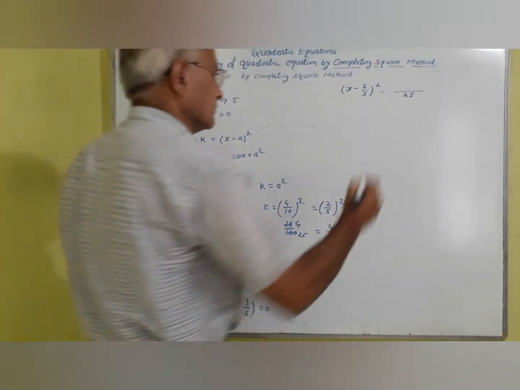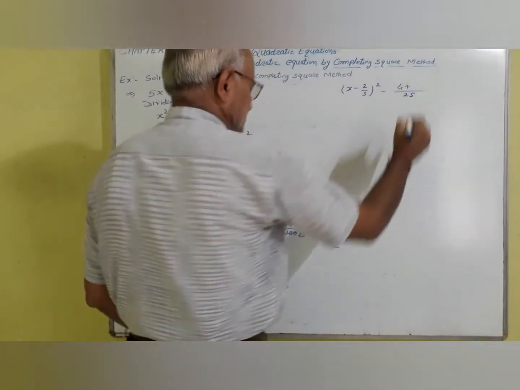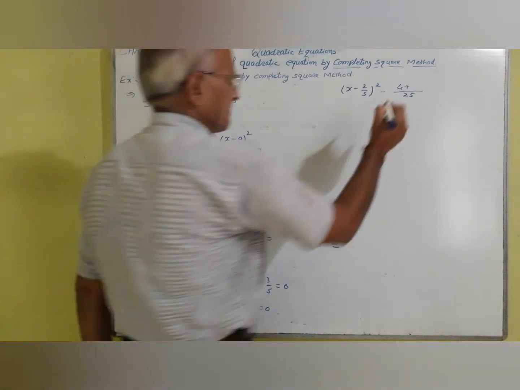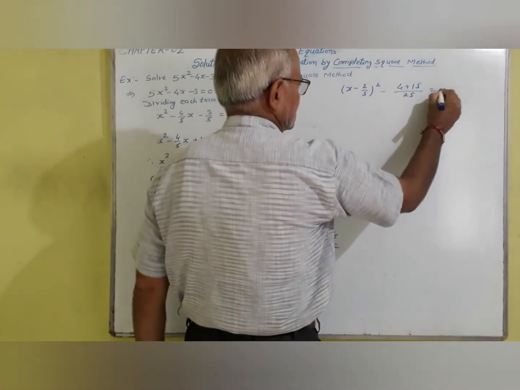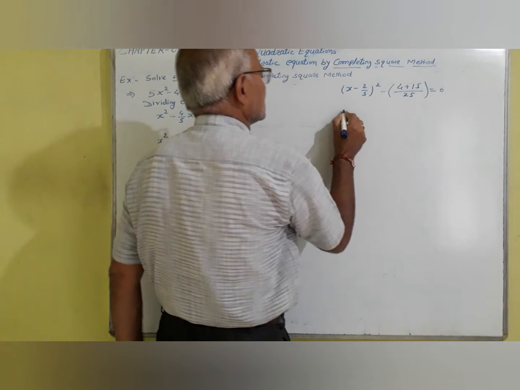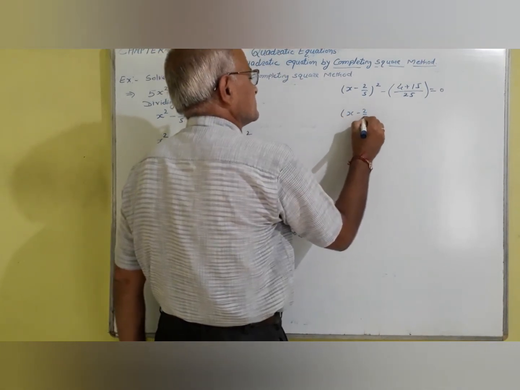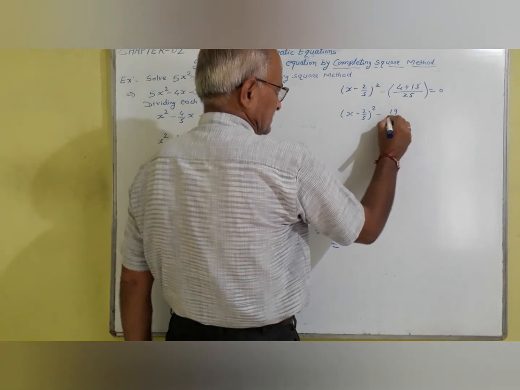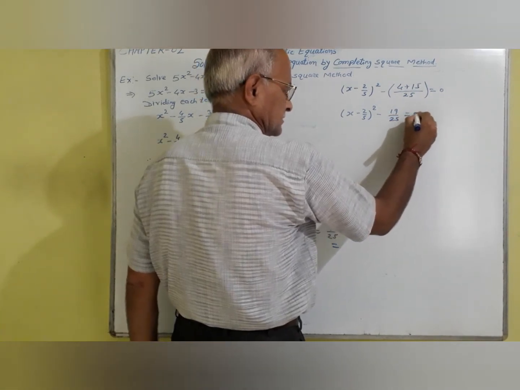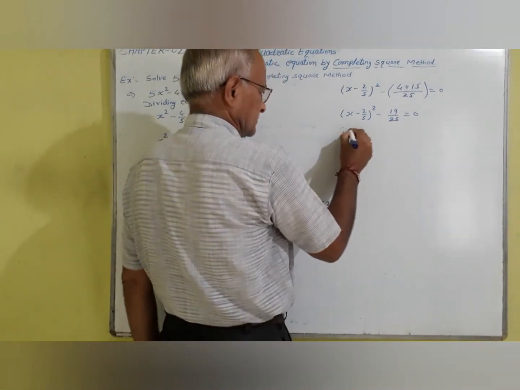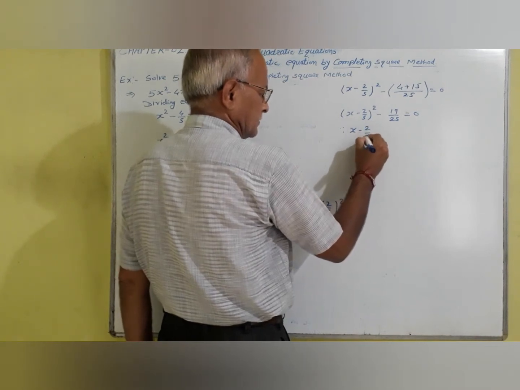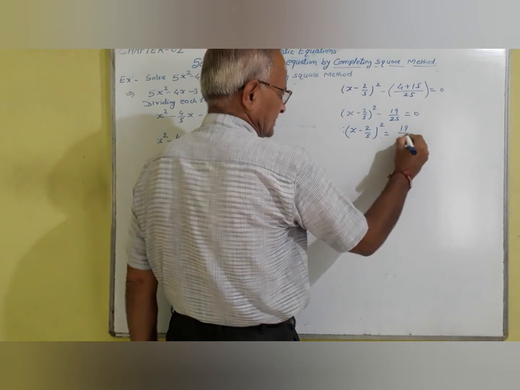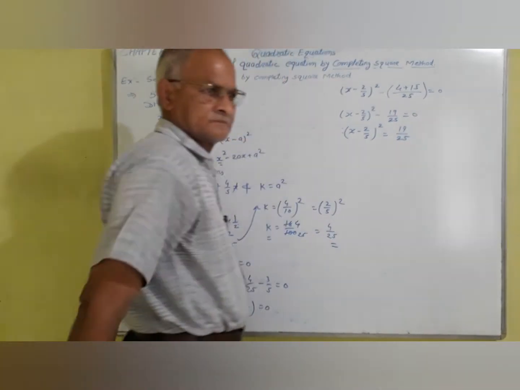In numerator 4 plus 5 times 3 is 15. Therefore, (x - 2/5) whole square minus (4 + 15)/25, that is 19/25, is equal to 0. Therefore, (x - 2/5) whole square is equal to 19/25.